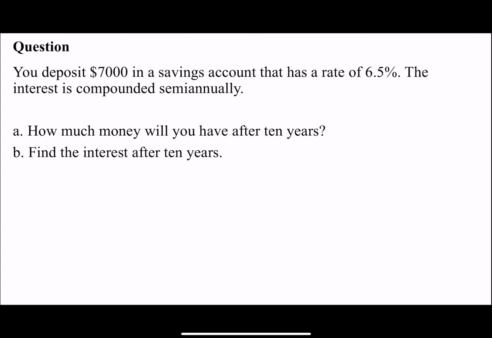Here it says you deposit 7,000 in a savings account that has a rate of 6.5%. The interest is compounded semi-annually. How much money will you have after 10 years? And then it wants you to find the interest after 10 years. I give you 1 minute to answer this question. If you need more time, please pause the video and then I'll solve this question. Go ahead. Don't forget to write down what's given to you and what you want to find.